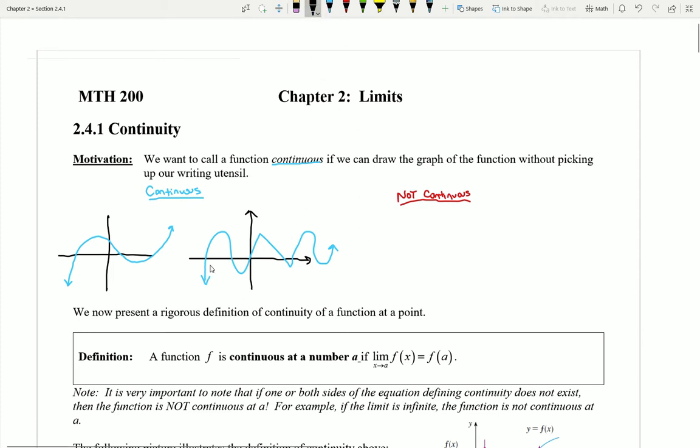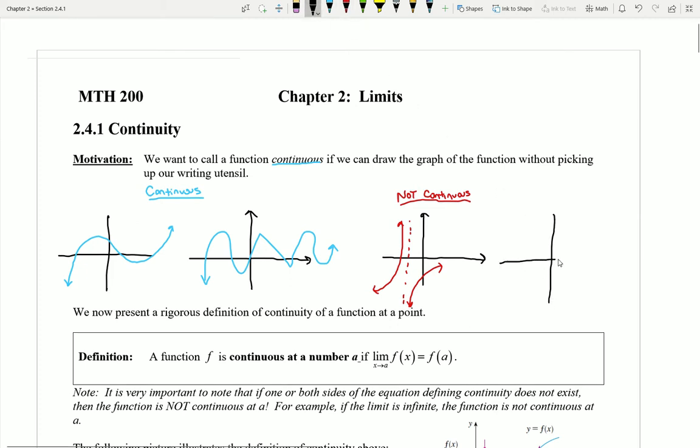So how could I draw a picture where I would not get something continuous? What would that look like? If I drew a picture where I did pick up the pen or pencil, then I might be able to create a picture that maybe looks something like this. Notice in order to draw a picture like this, I have to actually pick the pen or pencil up off the page. And so this is a graph that is not going to be continuous.